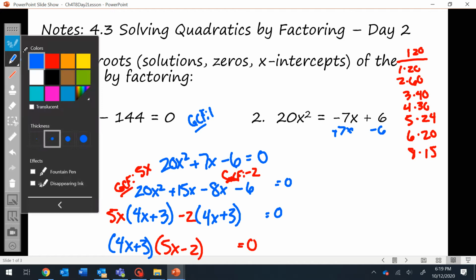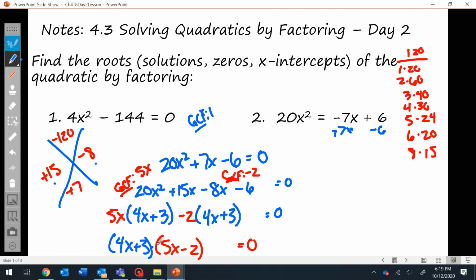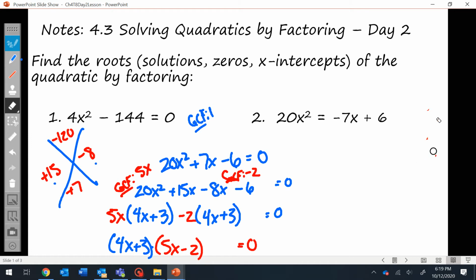So now I need to set each of these equal to 0 because these two multiply to make 0. So I'm going to have two solutions. And each of these is going to give me a solution. So 4x plus 3 equals 0, or 5x minus 2 equals 0.